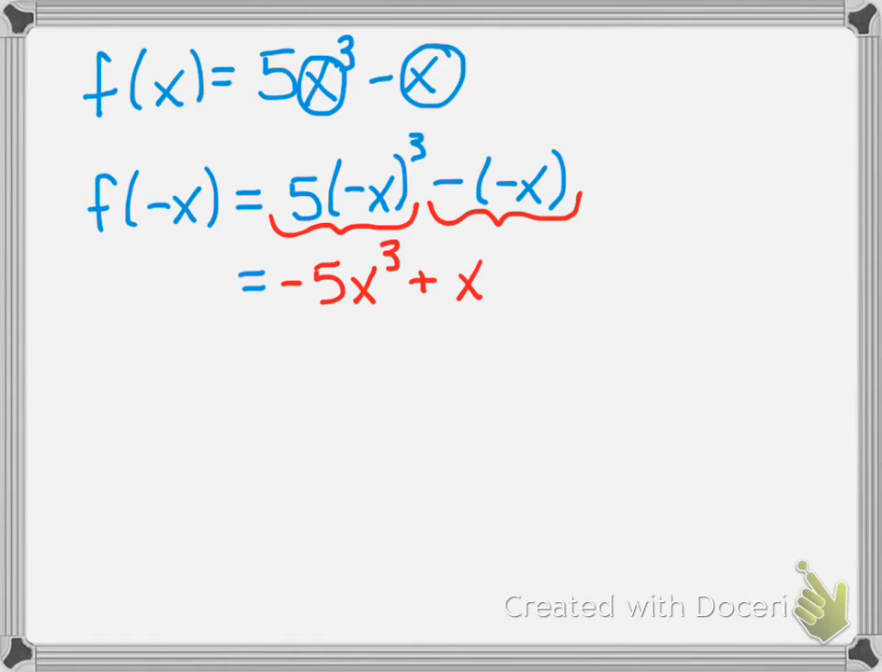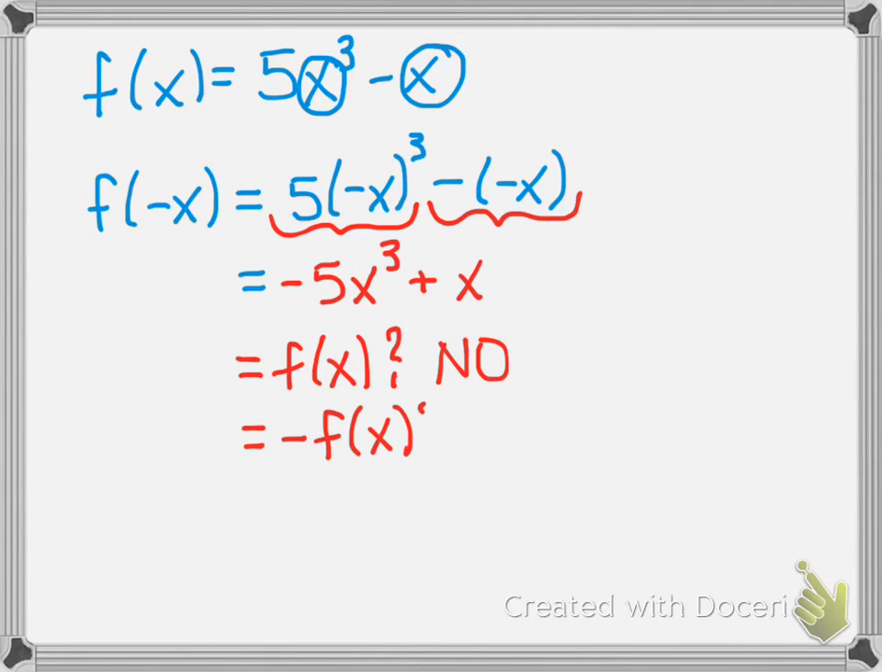And so then you have to ask yourself, okay, well, what did I get? Did I get the original f of x back? No, we didn't, because everything in the equation had a sign change. And so what that means is that we got the opposite of the original f of x back. Everything in our original f of x had a sign change done to it, so that's the opposite of f of x, and so we've just proven algebraically that our function is odd.